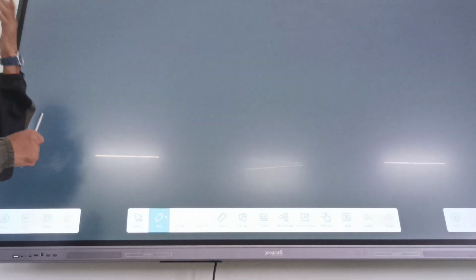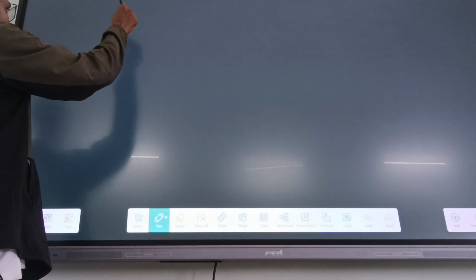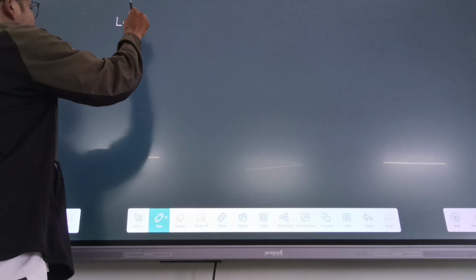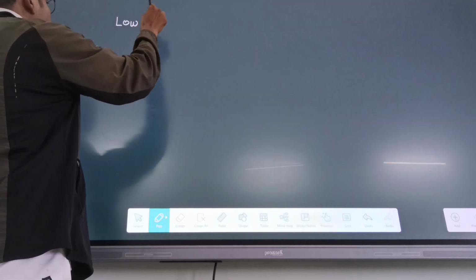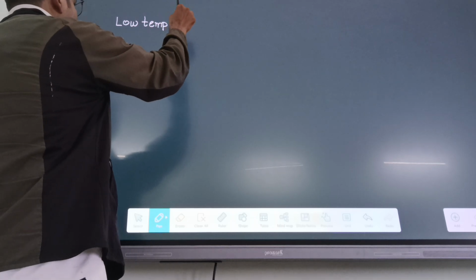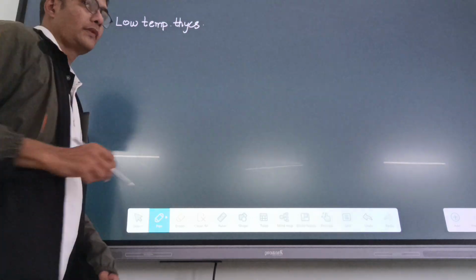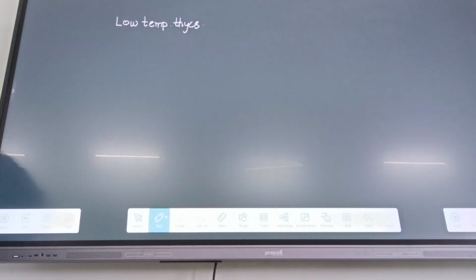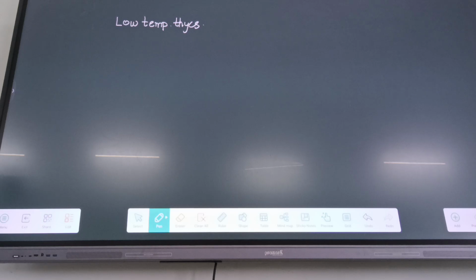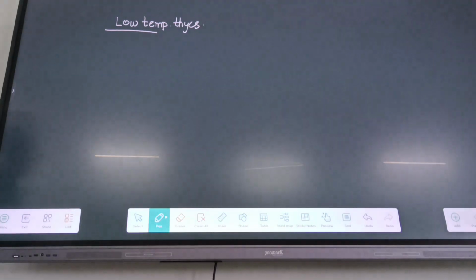Today's laboratory class is based upon something called low temperature thermodynamics. Okay, low temperature thermodynamics. So when we say low temperature, क्या हुआ?